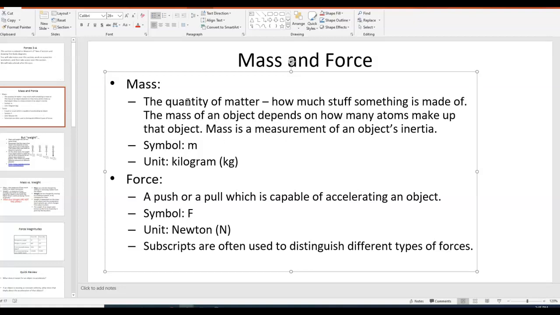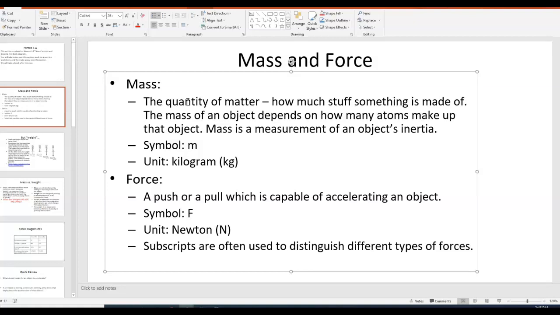Now, the first quantity is what's called mass. Mass is basically a measure of how much matter an object is made up of, okay, which essentially has to do with how many atoms make up that object. So all objects are made of atoms, and the mass of an object is basically dependent on how many atoms make up that object. Mass is also a measurement of what's called inertia, and we'll talk more about inertia when we talk about Newton's first law, but basically inertia is the tendency of an object to remain in its current state of motion.